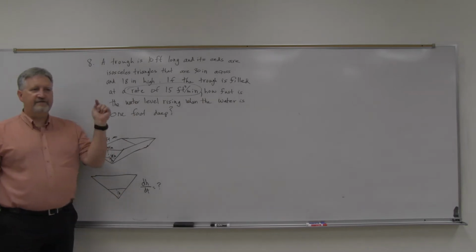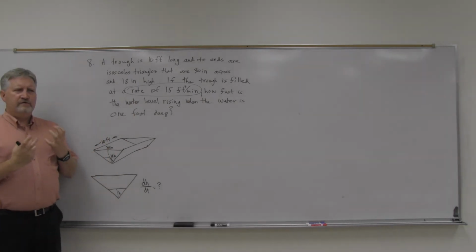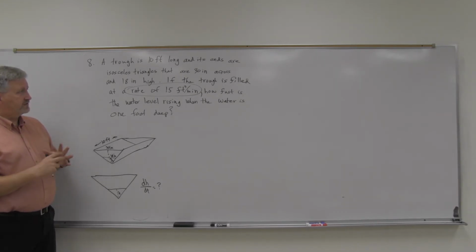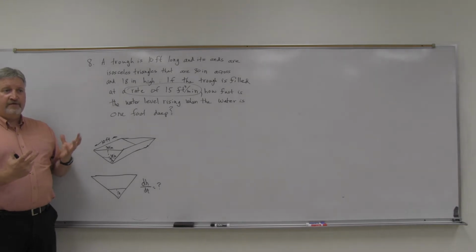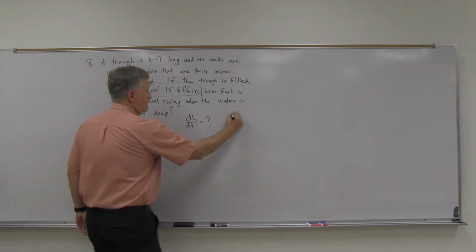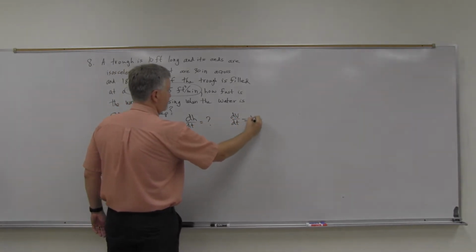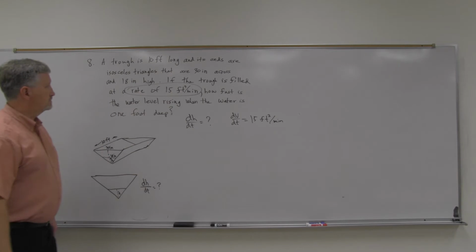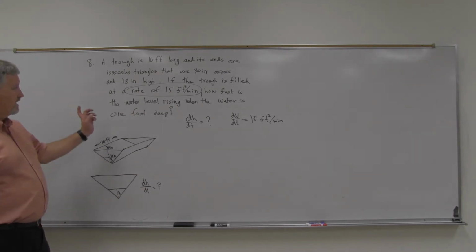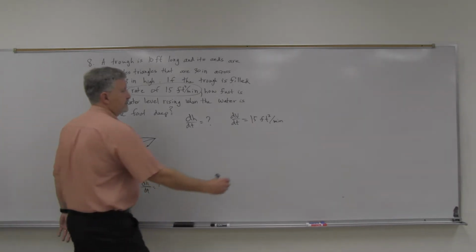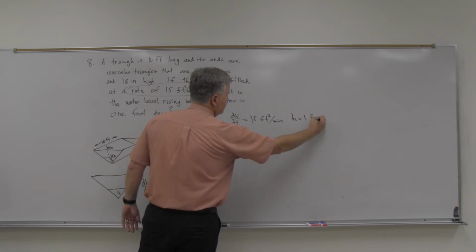It's being filled at a rate of 15 feet cubed per minute. What expression could I label that as? That's the rate at which what is changing? The rate is 15 feet cubed per minute. Isn't that the rate the volume is changing? That's dV over dt. So I'm looking for dH over dt. I've got dV over dt is 15 feet cubed per minute. And I want how fast the water level is changing at 1 foot deep. So that would be the H. Of course, the H value is 1 foot. All right.